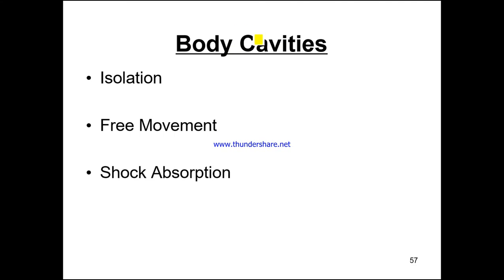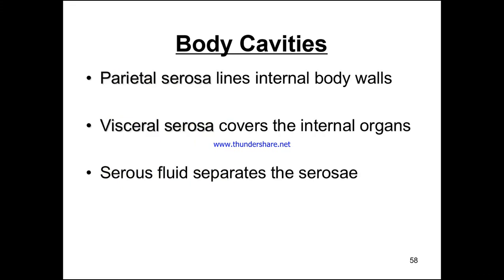So why do we need to do this? Why do we have to divide up these body regions or body cavities? Well, we need it for a few things: isolation, free movement, and shock absorption. The parietal serosa lines the internal body walls. Parietal. Visceral serosa covers the internal organs. So remember this, very important.